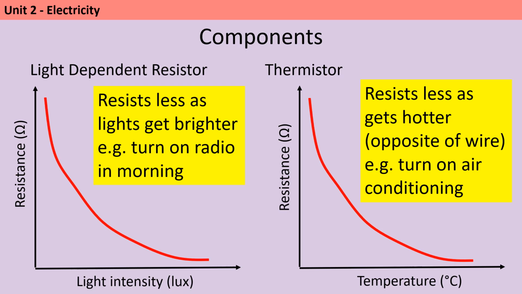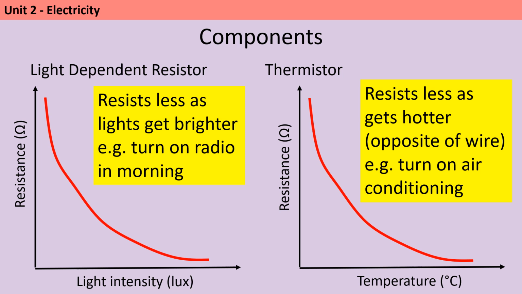Next, you should be familiar with light-dependent resistors and thermistors. Now watch out, because these graphs look similar to the previous ones, but they're not. We no longer have current on the y-axis, instead we have resistance. And what these graphs tell us is that a light-dependent resistor will resist less as the light gets brighter. So that means you could use it to turn on a radio in the morning. As the sun comes up, the resistance goes down, the current starts to flow, and your radio switches on.